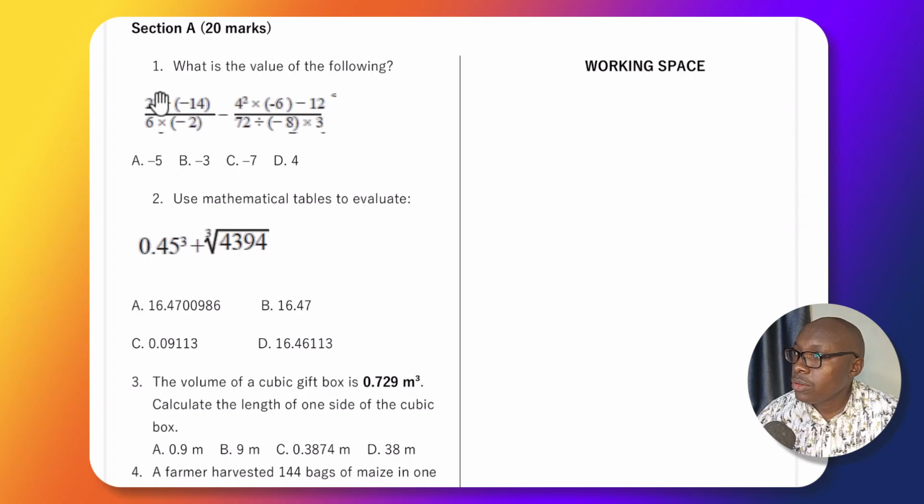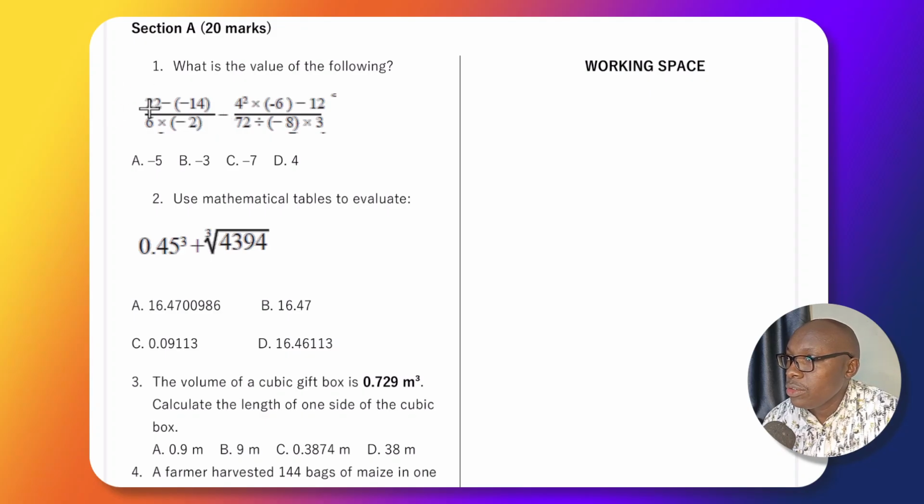The first question: what is the value of the following? I will work out this one in parts. To work it out, you need to understand that we have a mixture of operations, so we need to use the law of BODMAS. That is what you're going to use here.